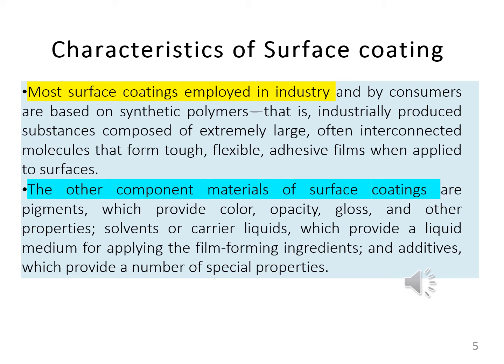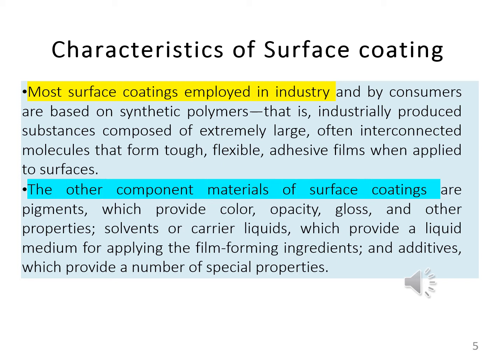Characteristics of surface coating. So what are the characteristics of surface coating? Most surface coatings employed in industry and by consumers are based on synthetic polymers, that is industry produced substances composed of extremely large, often interconnected molecules that form tough, flexible, adhesive films when applied to the surface.